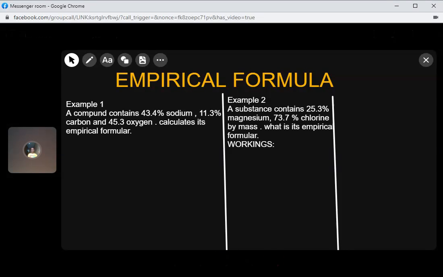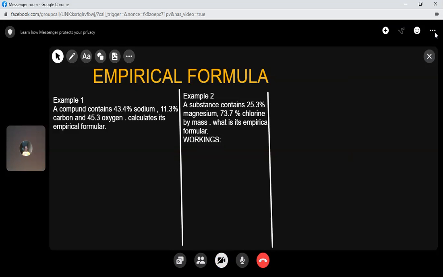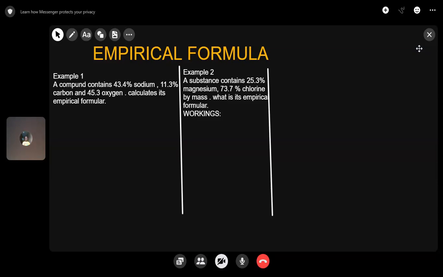It's Osemka Lorima speaking. Today we'll be looking at empirical formula. The empirical formula of a compound can be defined as the simple formula which shows the ratio of the number of atoms in one molecule of it. So we'll be solving some examples under empirical formula.